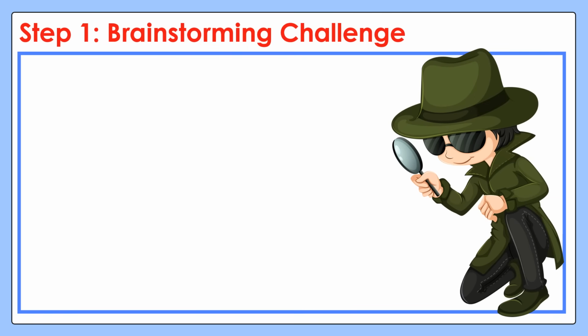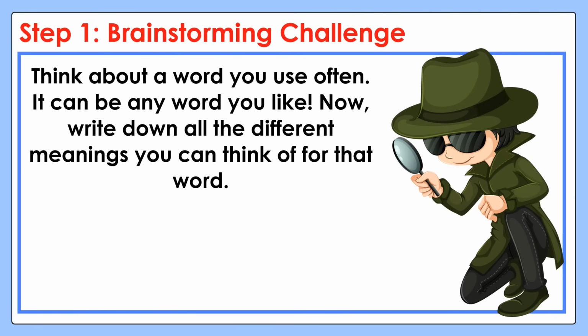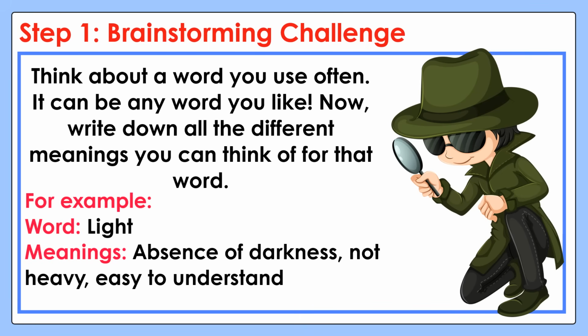Step 1, Brainstorming Challenge. Think about a word you use often. It can be any word you like. Now, write down all the different meanings you can think of for that word. For example, the word is light. Meanings: absence of darkness, not heavy, or easy to understand.